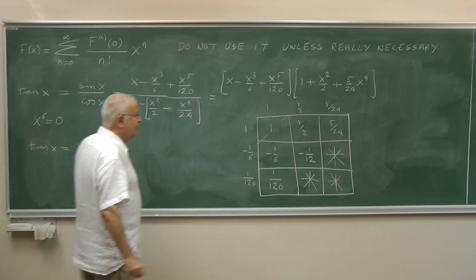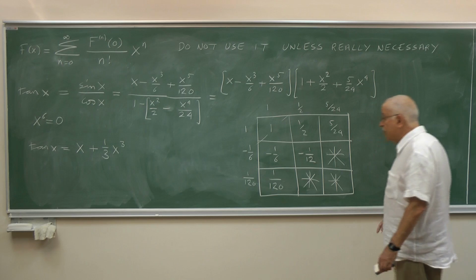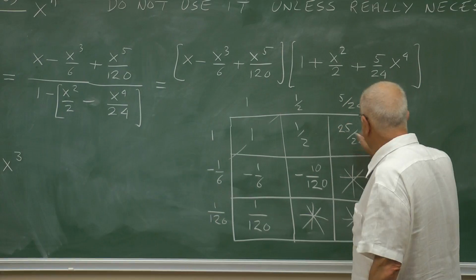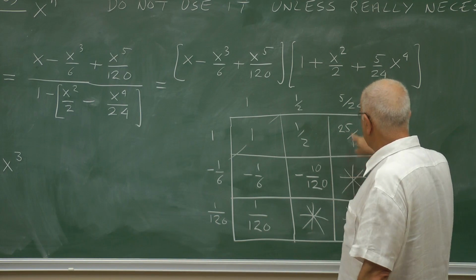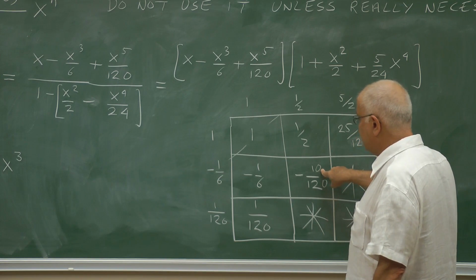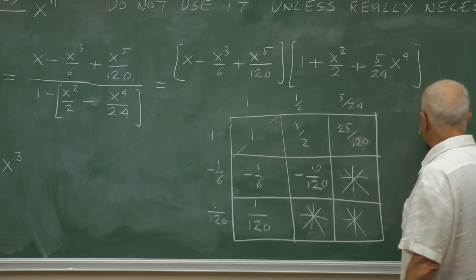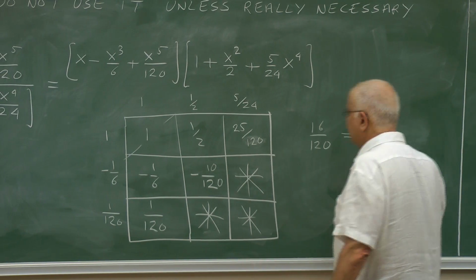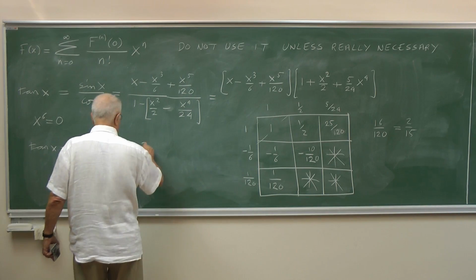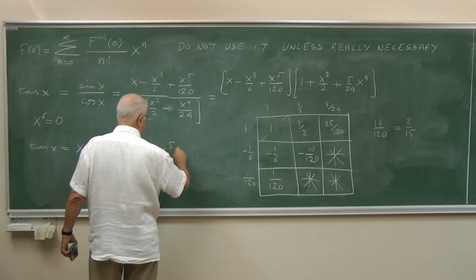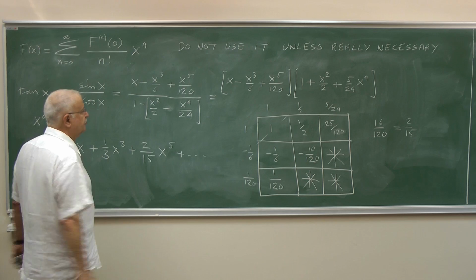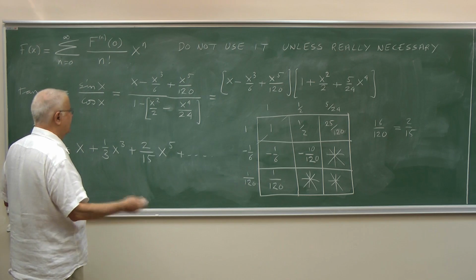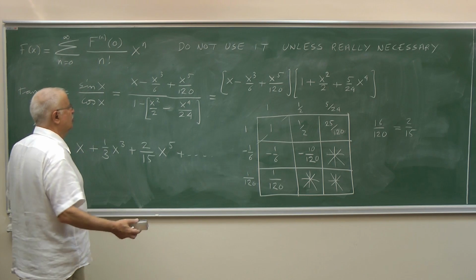x cubed. Well, this is a bit more difficult. We should go all the way to 120. So this is 10 over 120. And this is 25 over 120. So 25 minus 10 is 15. One more, 16. 16 over 120. This simplifies by 8. So this is 2 over 15. So plus 2 over 15 x to the 5. And other terms. Well, it was somewhat more difficult than sine or cosine, but still it's doable.